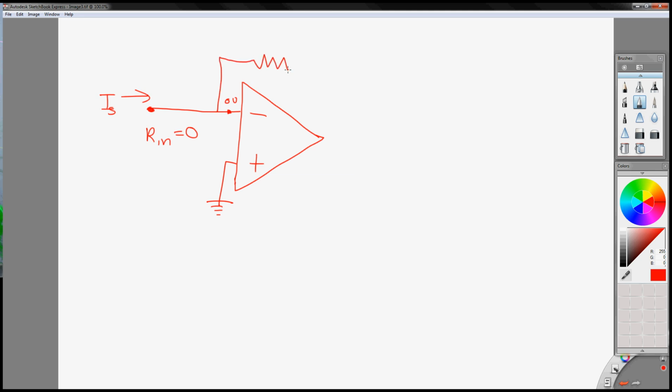With a feedback loop here to the output, you use an RF resistor to amplify your current source, and that will convert to a voltage source on the output here. So the current IS will continue to flow this way. Your IS will be 0 at the input. This is KCL, by the way. We're using KCL at this node.